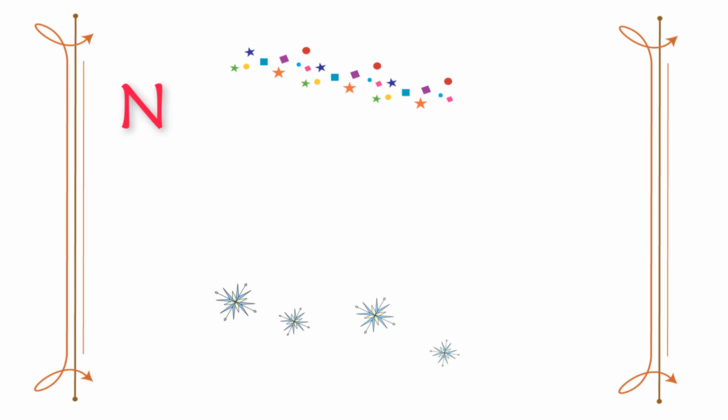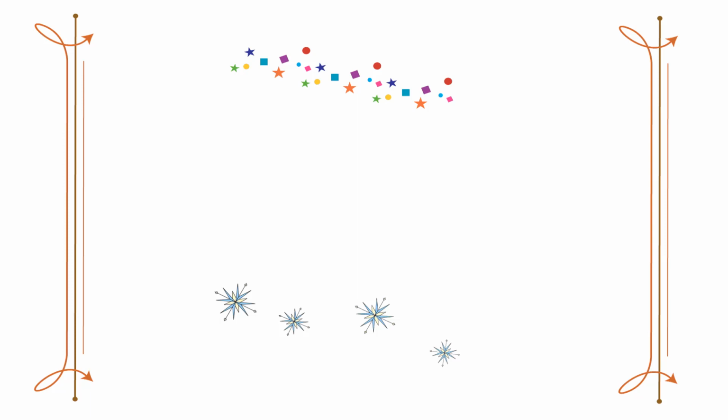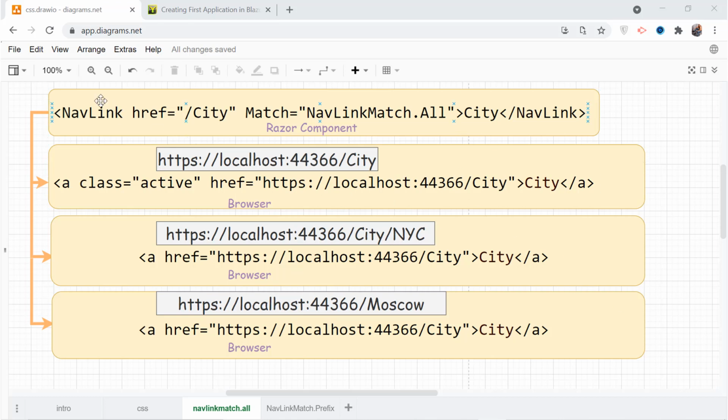Let us understand NavLinkMatch.All. In this case, the active class is applied when the whole link is matched. You can see this is our Razor component, and it is called in 3 pages. These are the 3 pages, and these are the URLs of the 3 pages. One is /city, one is /city/nyc, and the other is /Moscow. We have set Match equal to NavLinkMatch.All.